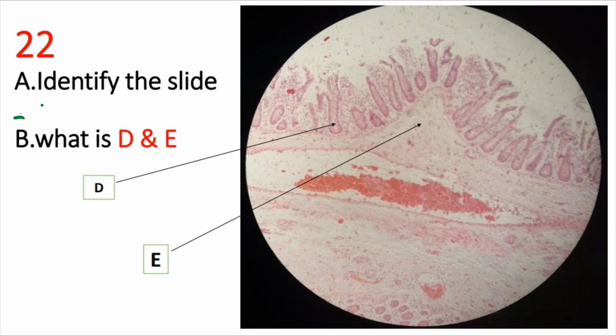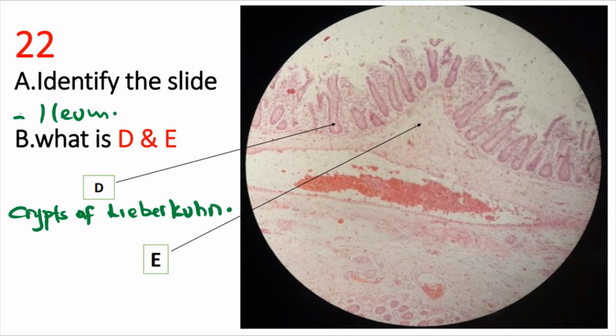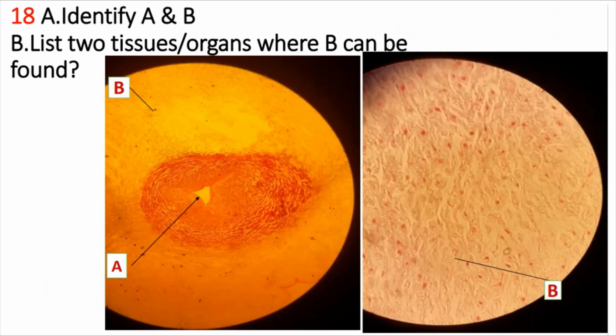Identify the slide. This is the ileum. D are crypts of Lieberkühn. And then E is what we call the plica circularis. Let's move on.